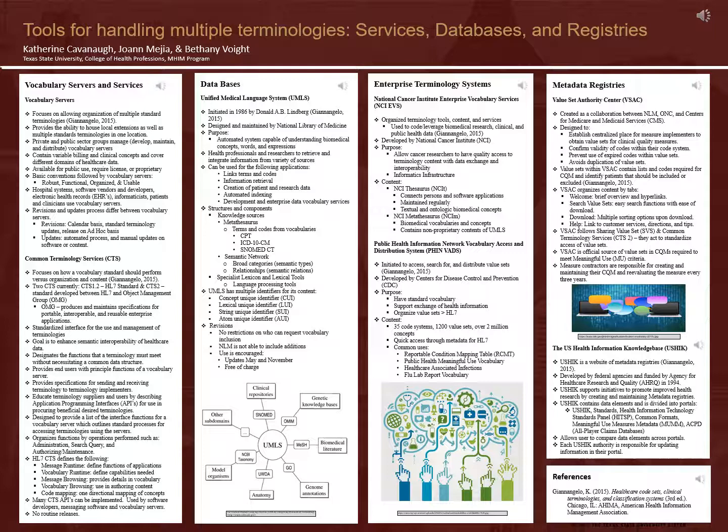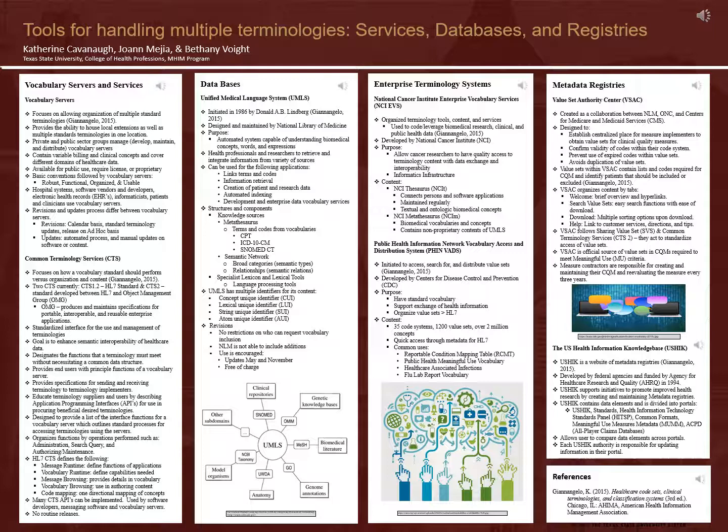Now I will discuss some enterprise terminology systems. The first one is referred to as the National Cancer Institute Enterprise Vocabulary Services, or NCI-EVS. The second is referred to as Public Health Information Network Vocabulary Access and Distribution System, or PHIN VADS. I know, these sound like some scary big phrases, but they are simply easy to understand.